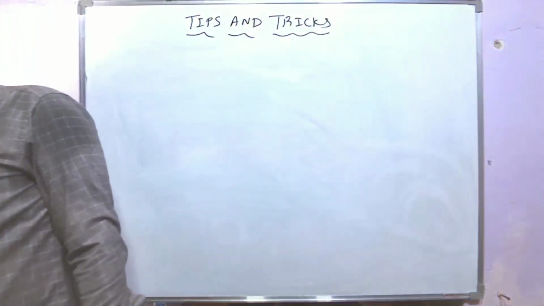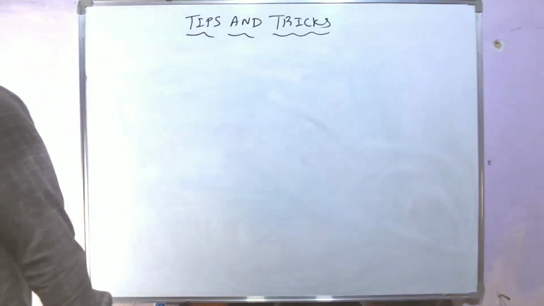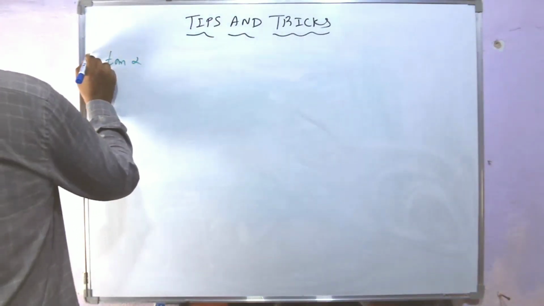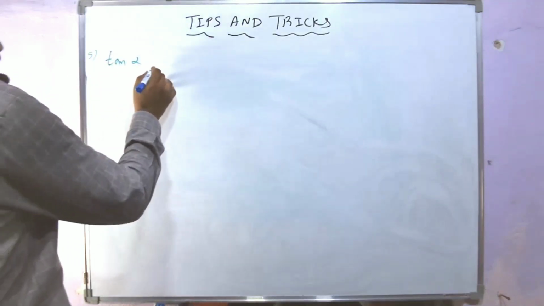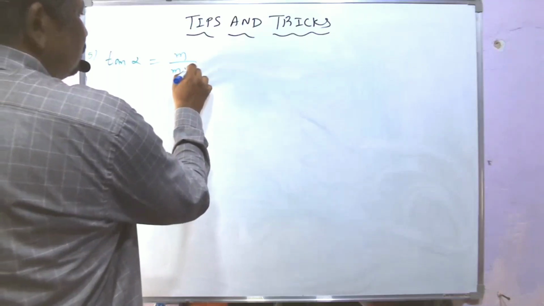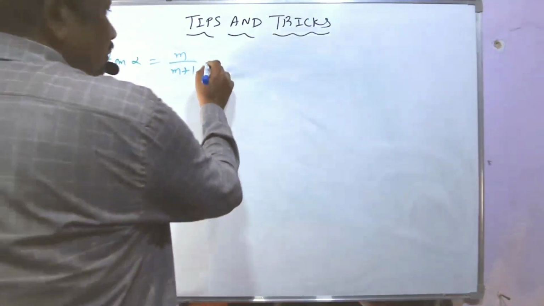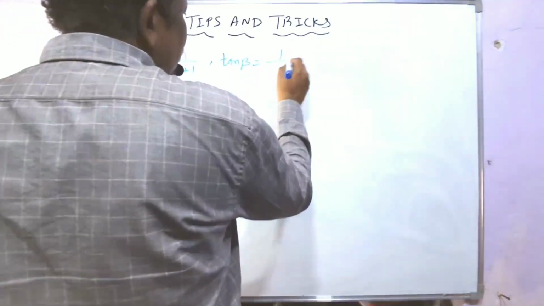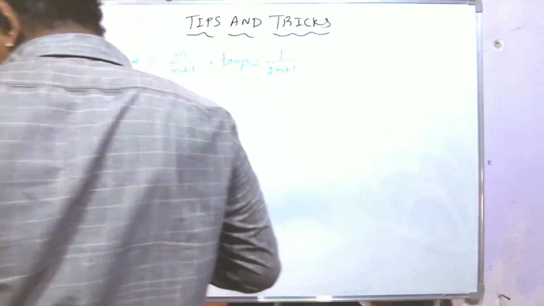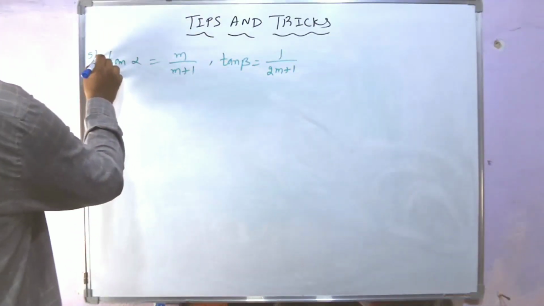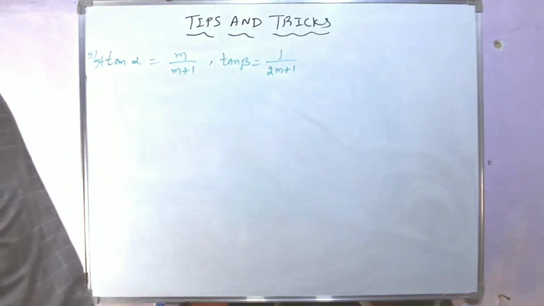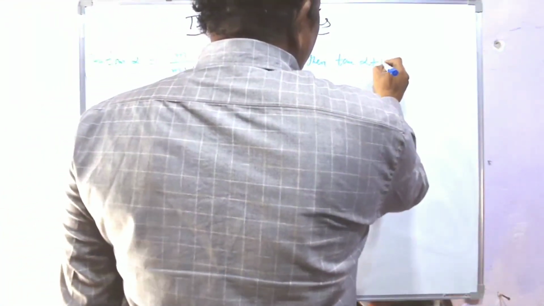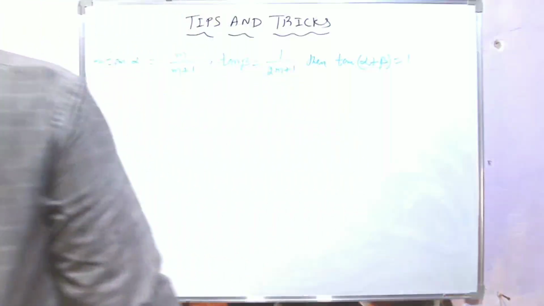Okay, next value. Here two values are given. Tan alpha is equal to m by m plus 1. Next, tan beta is also given. Tan beta is equal to 1 by 2m plus 1. If tan alpha is equal to this, then what we have to prove? Then prove that tan alpha plus beta is equal to 1.